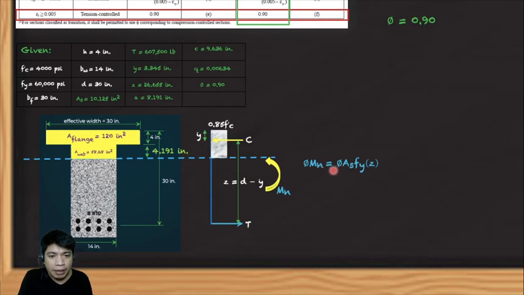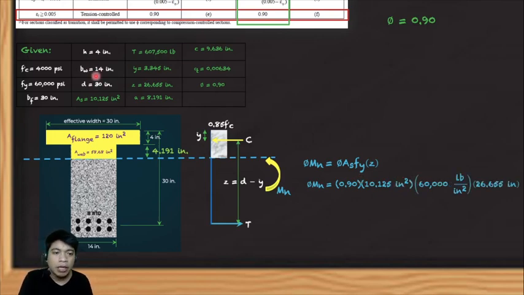Take note, Mn is the force multiplied by the distance between them. Take note that T and C here are equal, so we will only use one force. T is As fy, right? The tension force is As fy, multiplied by the distance between them, that is Z. So, of course, we can now substitute our values. Our phi is 0.9. Our As is 10.125, so we can locate that here. And then fy is 60,000, and then our Z, we already computed that. That is 26.655 inches.